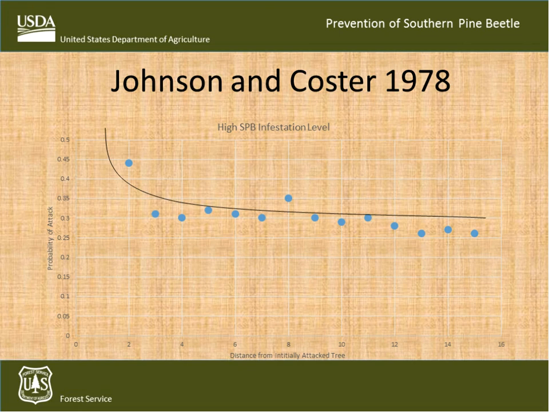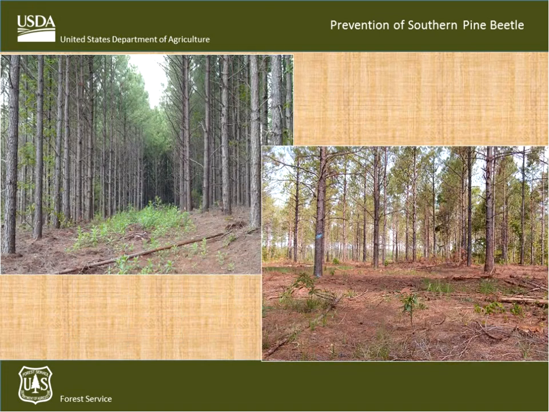They did some work in some areas with very high levels of SPB with a similar curve, but not as sharp. Again, though, as the distance between trees increased, the probability of attack decreased somewhat. But when you have really high levels of southern pine beetle, there are a lot of sources of the pheromone out in the forest. Some of these things start to break down somewhat. The reason I bring this up is that in the South we do a lot of row thinning, a lot of 4th and 5th row thinning.